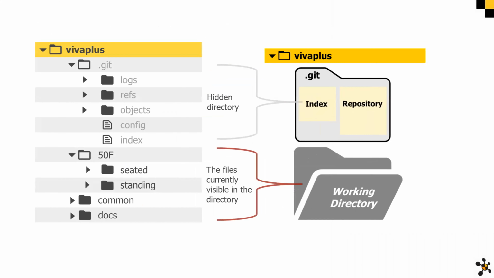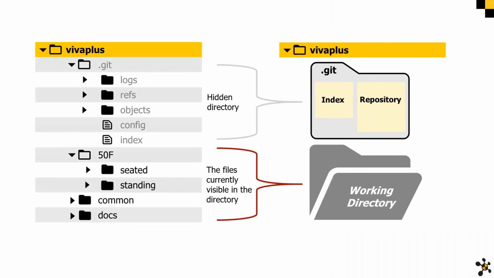And if you look in your Git repository, you would see a hidden directory which stores all the past history and versions of the files. And there you would find the index and all the other Git objects. But the files that are visible in your folder, that area is called the working directory.